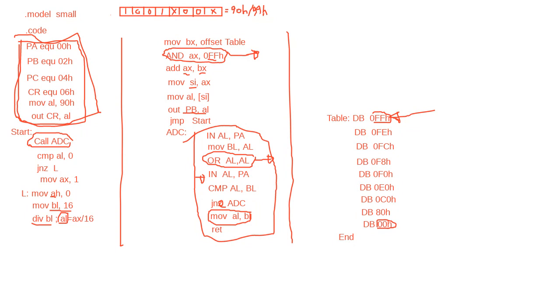So think about it, make it a block. First, this block is for initialization, and then in the main program we have to call the ADC. What is the block for ADC? The ADC subprogram is this one. Okay, this one is the ADC subprogram.